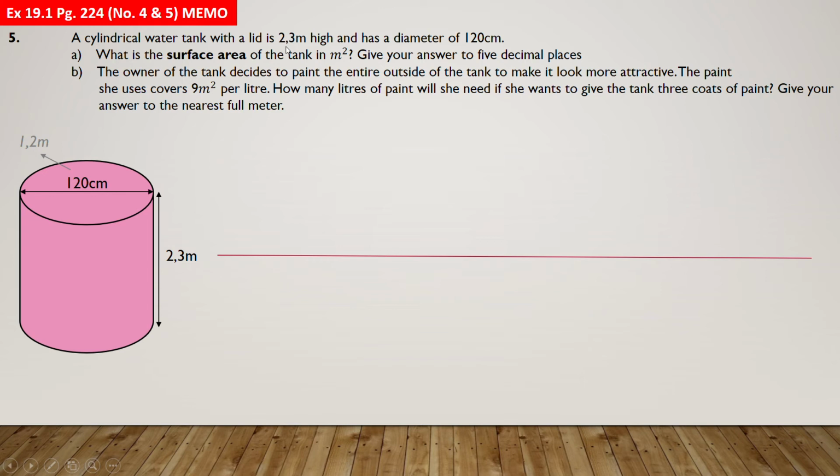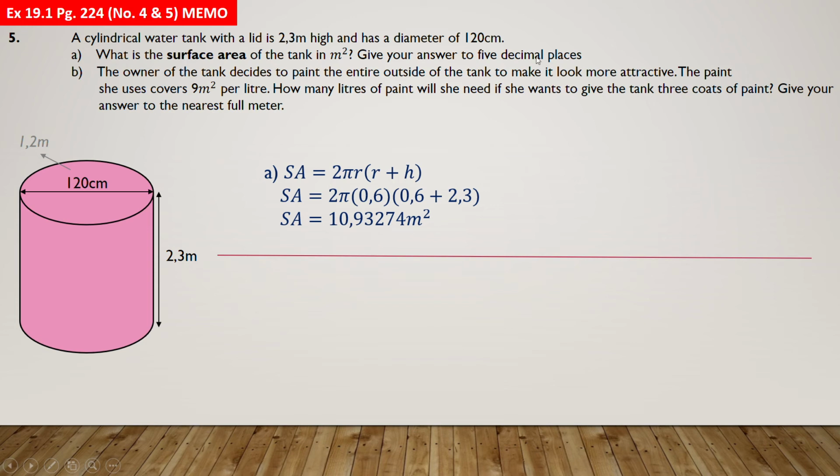They ask you for the surface area in meters. So convert first, then calculate. And then you need to give your answer to 5 decimal places. Surface area of a cylinder looks like this: 2 pi r multiplied by radius plus height. So my radius will be half of 1,2 meters, which is 0,6. So 0,6 plus my height, which is 2.3. All of this, if I plug into my calculator, remember you do have to put a multiplication sign in the middle there, otherwise it's going to tell you you've got an error on your calculator, is equal to 10,93274 meters squared. They asked me to give my answer in 5 decimal places.